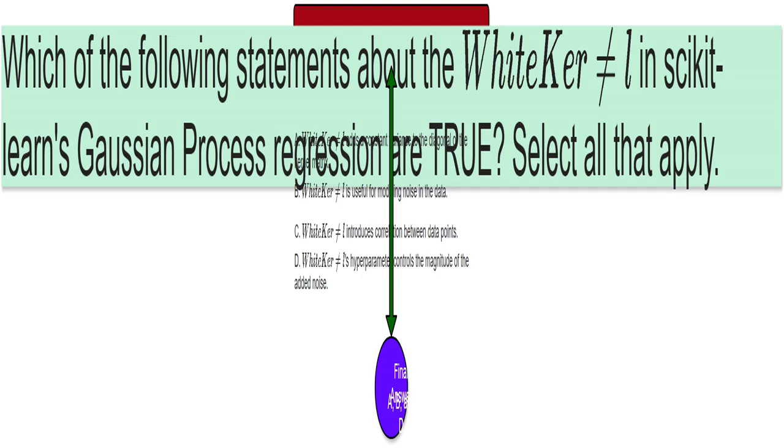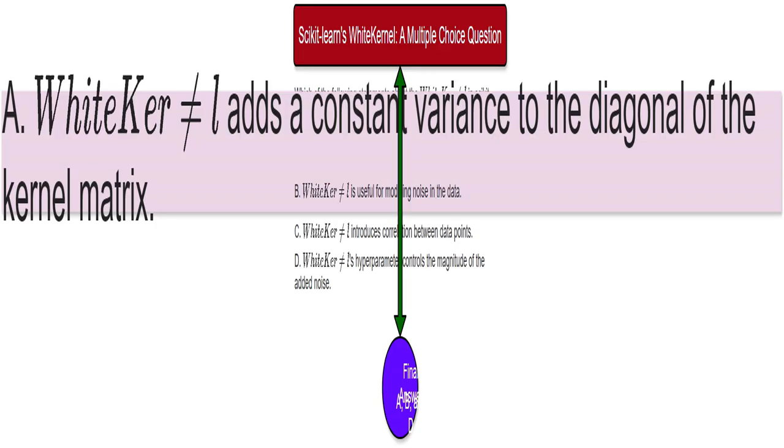This is the question. I'm going to assess your understanding of the WhiteKernel in Sklearn's Gaussian process regression. Get ready. Let's see how well you know this topic. This statement describes a core feature of the WhiteKernel. It adds the same amount of variance to each data point individually. Think of it like adding a bit of consistent, independent noise to each measurement.